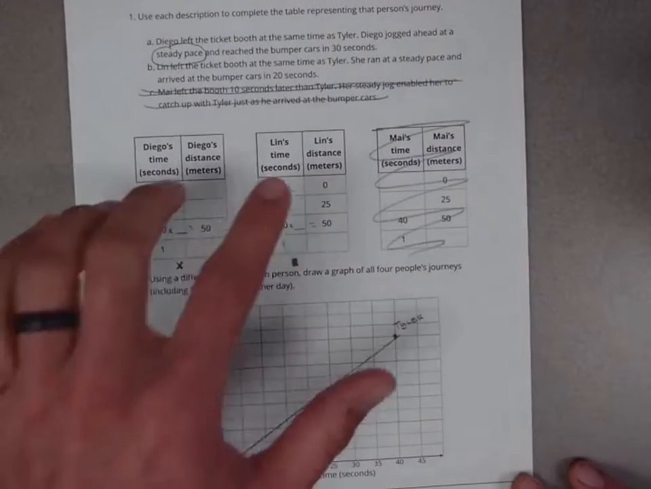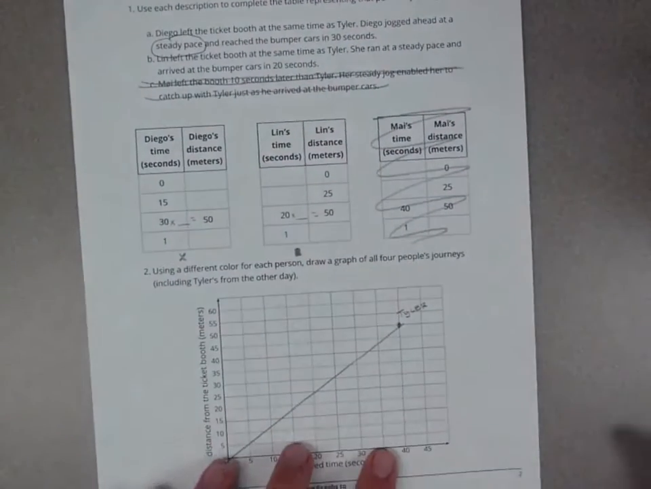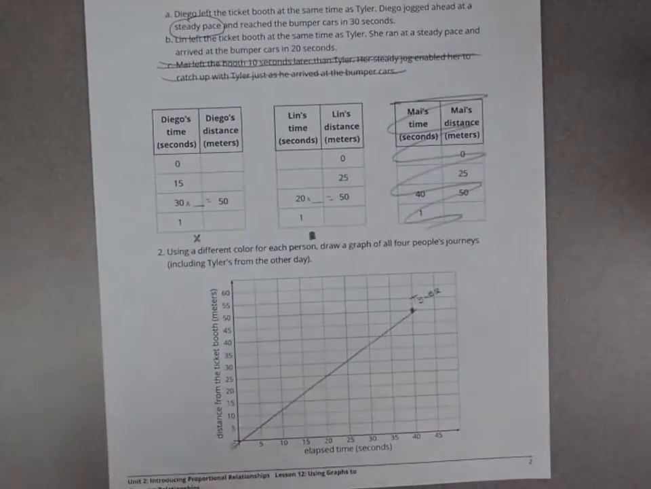On your own, fill in the rest of the tables, and then transfer that information to the graph. You can use calculators as well. Ready, set, go. Find that constant of proportionality and then apply it.